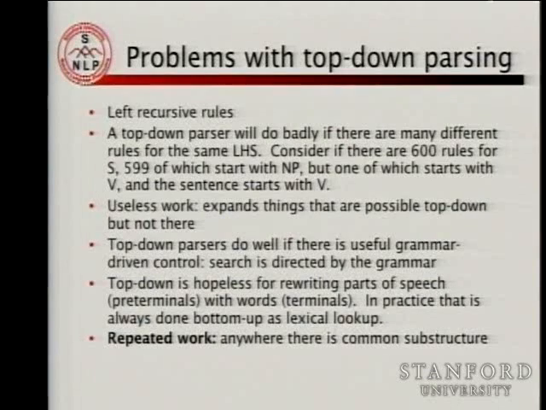A first problem is left recursive rules. If you have left recursive rules in your grammar, which natural language grammars just do, basically everyone wants to have a rule in their grammar that noun phrase rewrites as noun phrase conjunction noun phrase, because you want to have the boy as a noun phrase and you want to have the boy and his dog as a noun phrase. That's a left recursive rule because the head category noun phrase is also the leftmost category. So if you have left recursive rules, top-down parsing doesn't terminate.